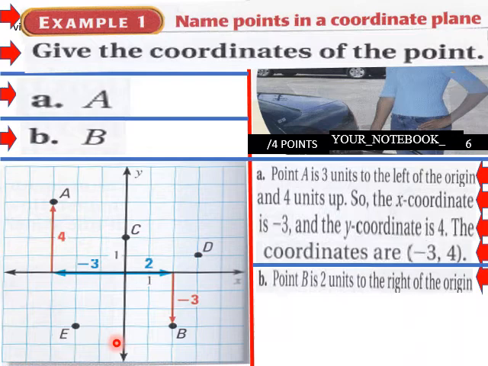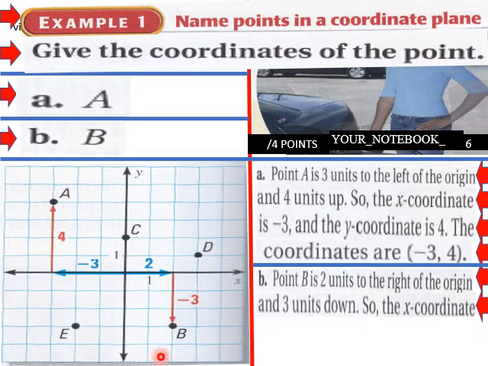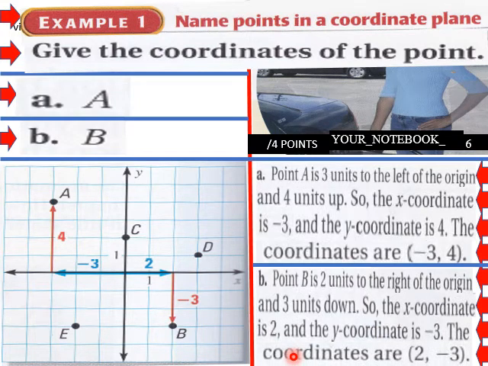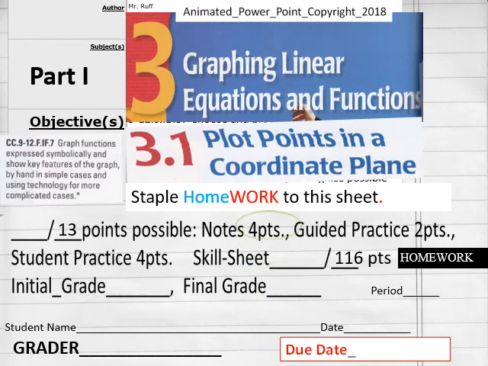And then for point B, which is down here, point B is 2 units to the right, so it would be 2. And 3 units down, so the y coordinate is -3. The ordered pair, the coordinates are 2, -3 for point B. This goes in your notebook. You should sketch this real quick and then plot these points. Sketch them in. And now we're going to go into the homework for 3.1, part 1.